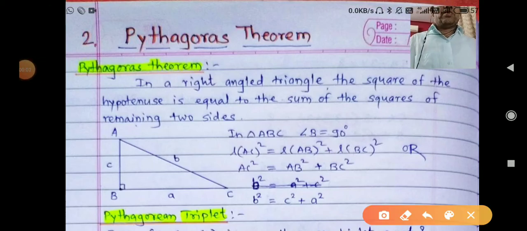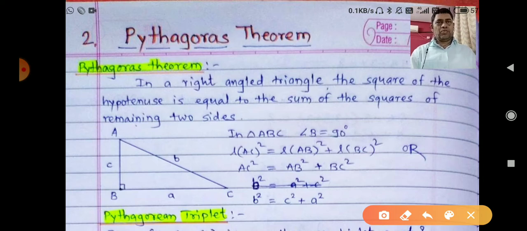Dear student, up to yesterday we learned the first chapter, similarity, in our mathematics part second. Now today we start the next chapter, that is Pythagoras Theorem.